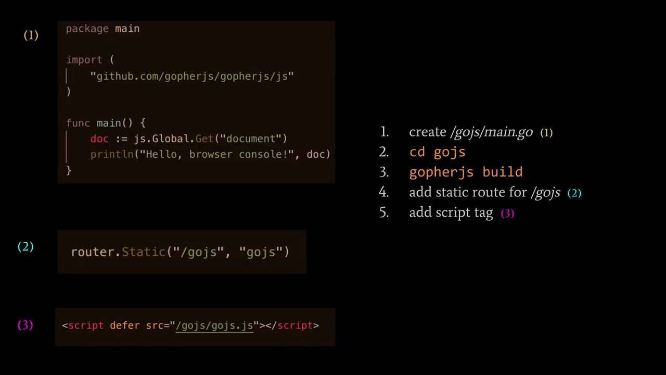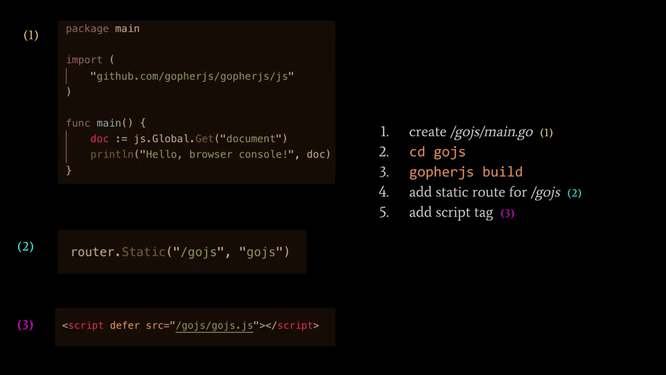So having created the subdirectory GoJS and main.go inside it, we then want to build it. So we cd into the directory and use gopherjs build, which is just like go build, except instead of an executable, it'll spit out a JS file in that same directory. And we want our web server to be able to serve this JS file. So we're going to add a static route that exposes the entirety of the GoJS directory as GoJS. And so in our HTML, we can add the script tag referencing the GoJS file generated by gopherjs build.